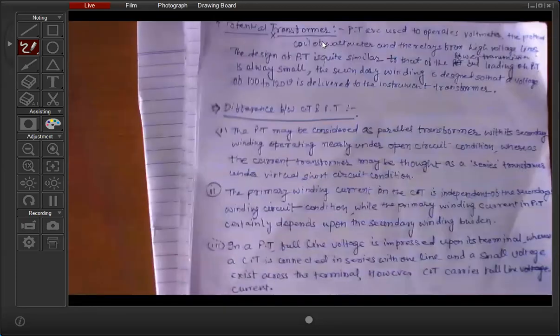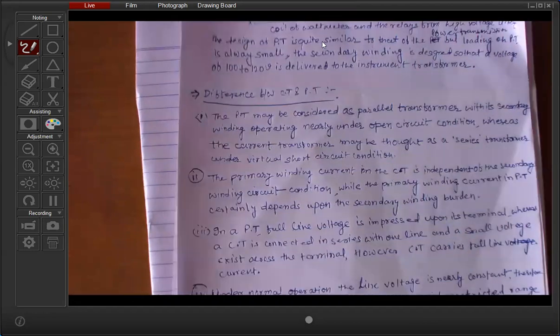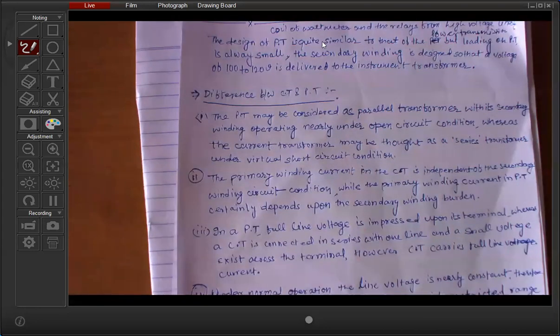Okay, so that is the main difference between the CT and PT. And the second difference is that the primary winding current in the current transformer is independent of the secondary winding circuit. I repeat, the primary winding current in the CT is independent of the secondary winding circuit condition, while the primary winding current in the PT depends on the secondary winding burden. Why?